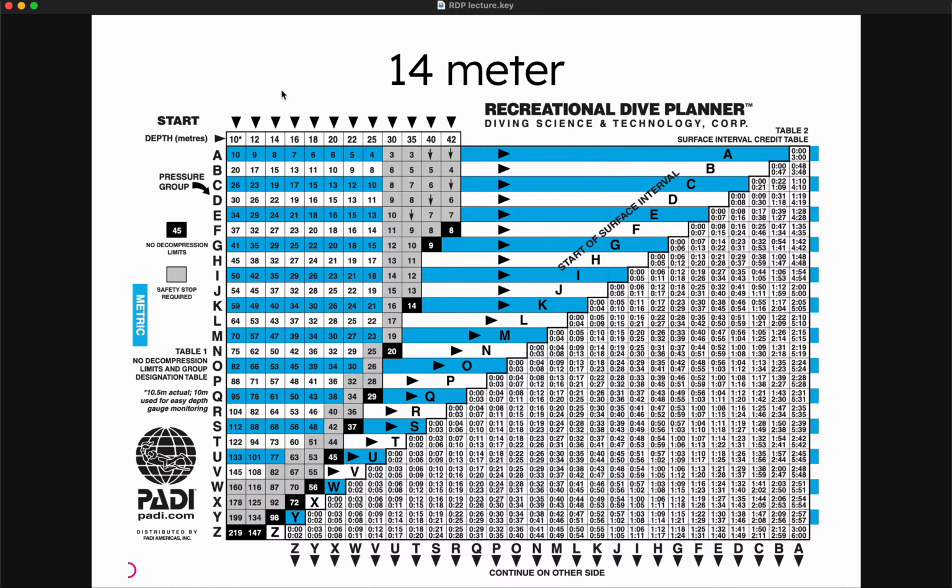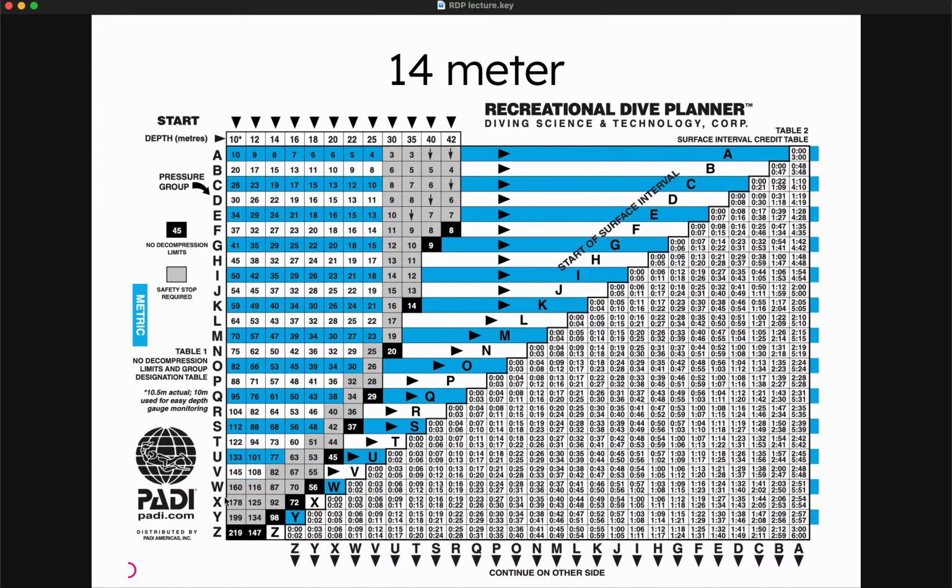This one is in meters. I like to dive in metric. I think there's a lot of benefits to diving in metric rather than feet. But PADI does provide both meters and feet tables, so you can download either one of those and use whichever you prefer. And so I've got depth in meters here across the top. So here's my 10 meter depth column, 12, 14, up to 42 meters depth.